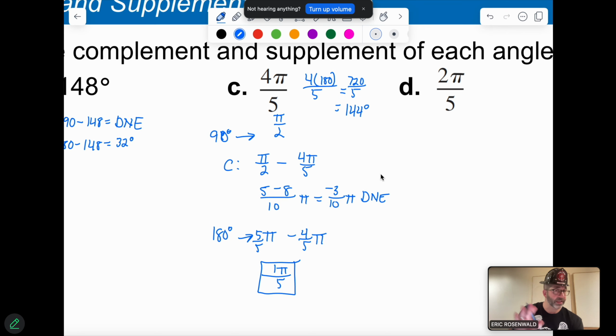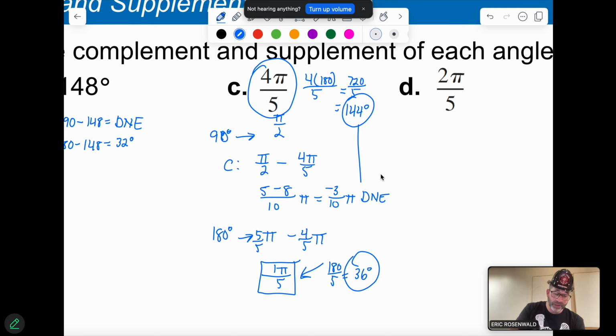Now again, let's just confirm this, right? 4 pi over 5 is the same as 144 degrees. Okay? So if I looked at this one in terms of degrees, that's 180 over 5, which is the same as 36 degrees. And if we look at these two, those add up to 180 degrees. So we're working in degrees or radians, whichever you're comfortable with. But if I start with the problem in radians, the answer has to be also in radians.